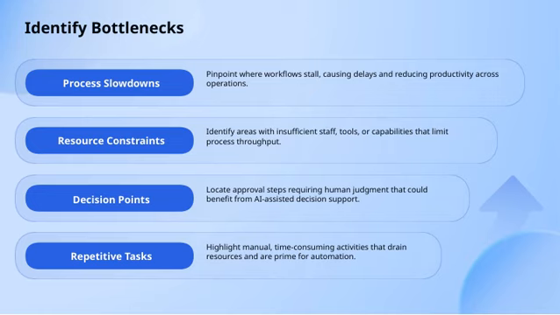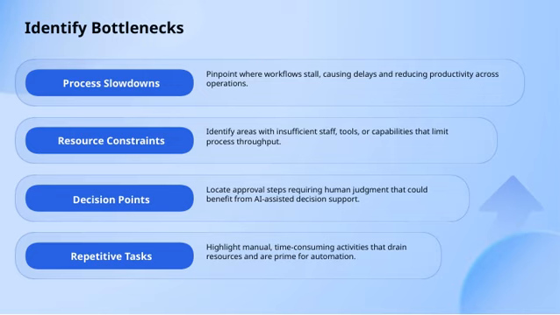First, we need to look at process slowdowns, those points where things tend to stall, causing delays and ultimately reducing overall productivity. Recognizing these areas helps us understand where the workflow is breaking down. Next, we should focus on resource constraints. This means pinpointing where we might have insufficient staff, tools, or capabilities that limit how much work can be processed efficiently. Addressing these gaps can significantly improve throughput.